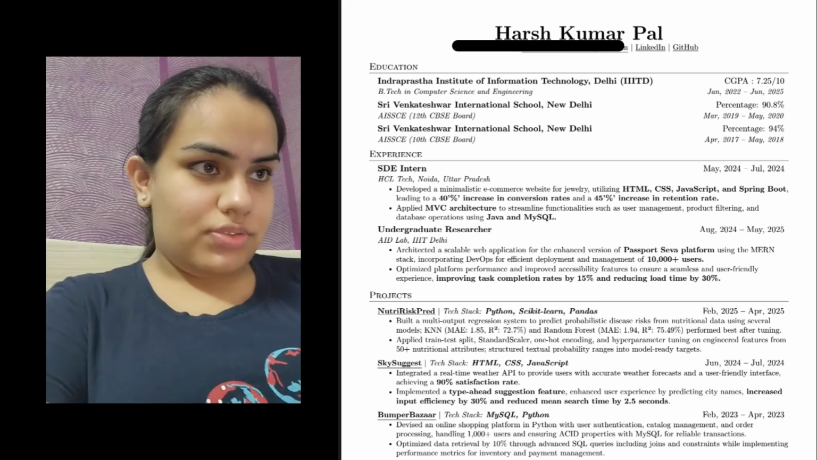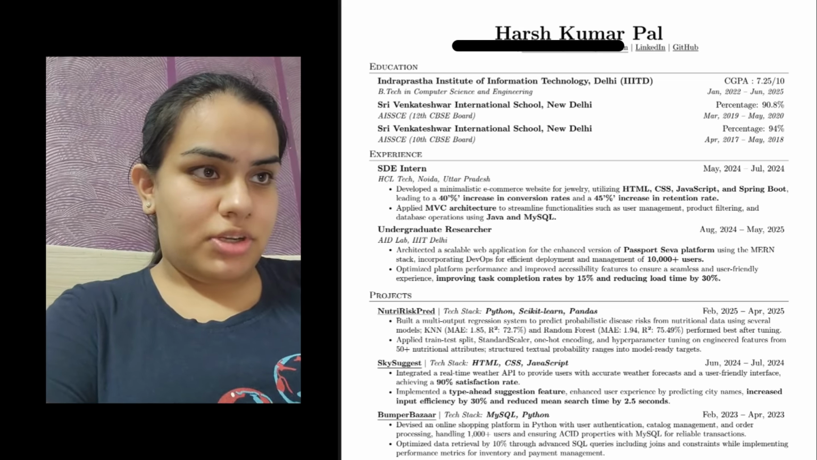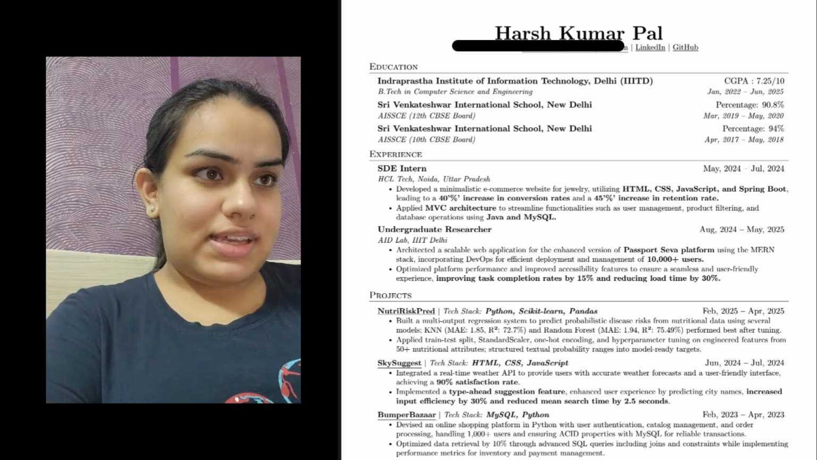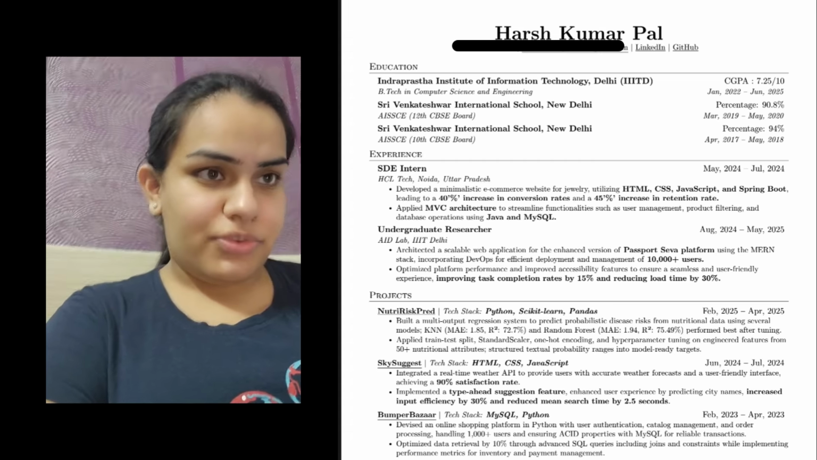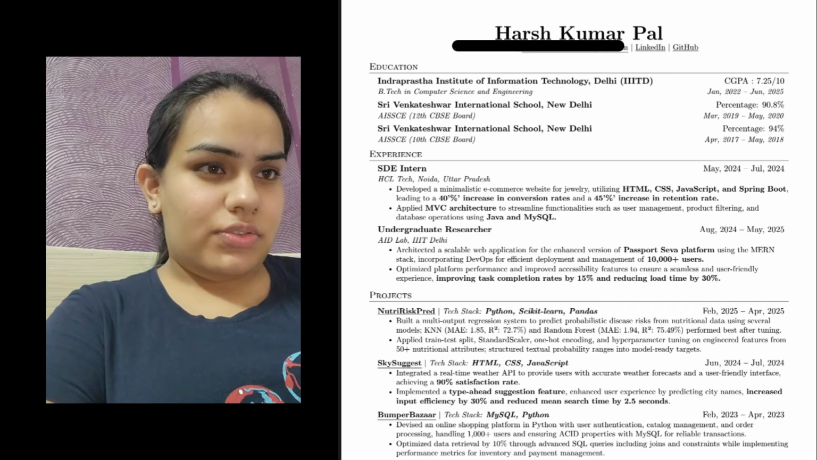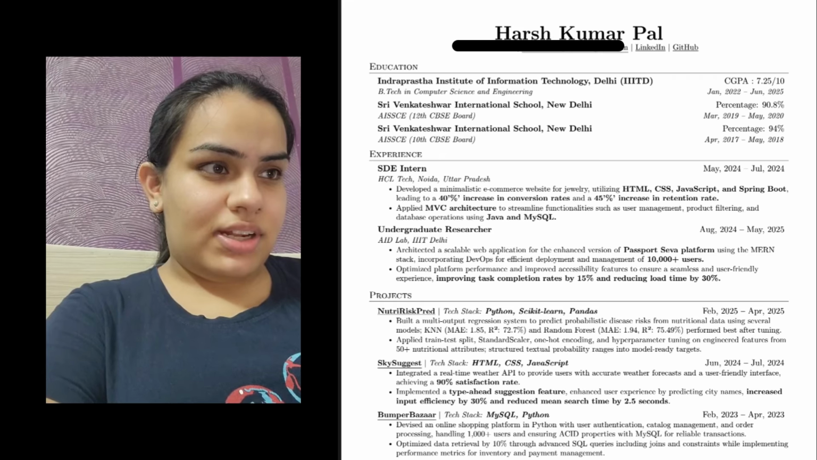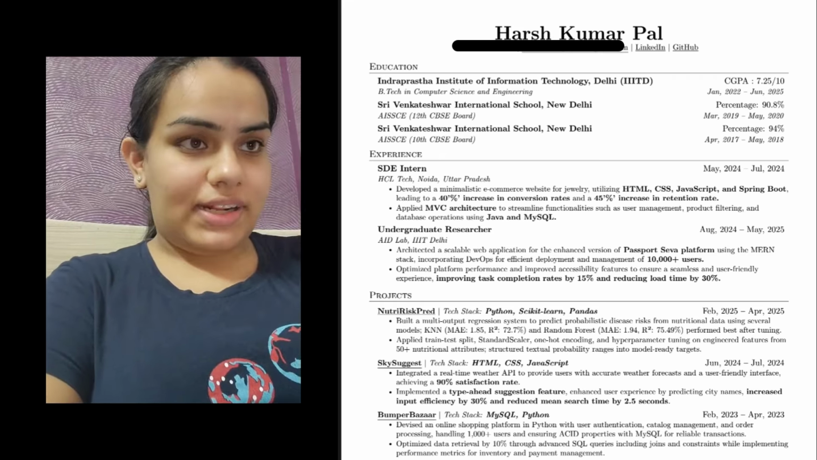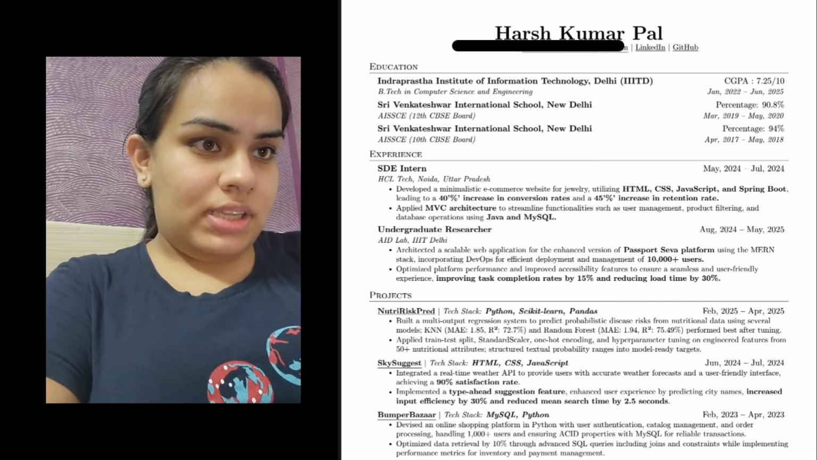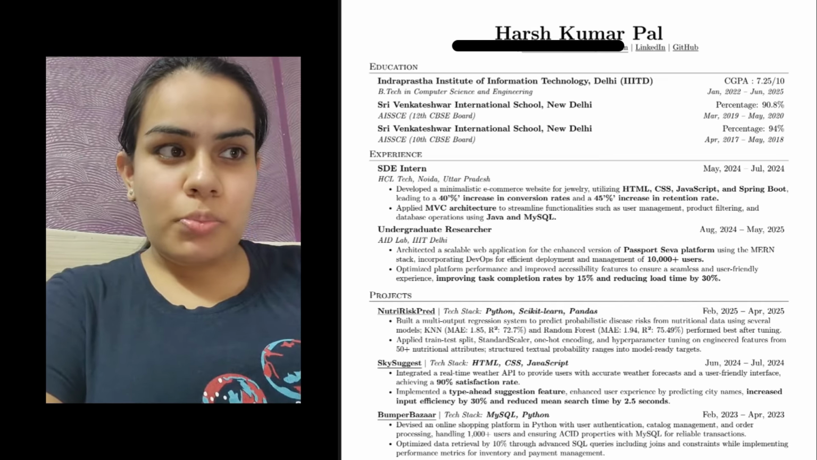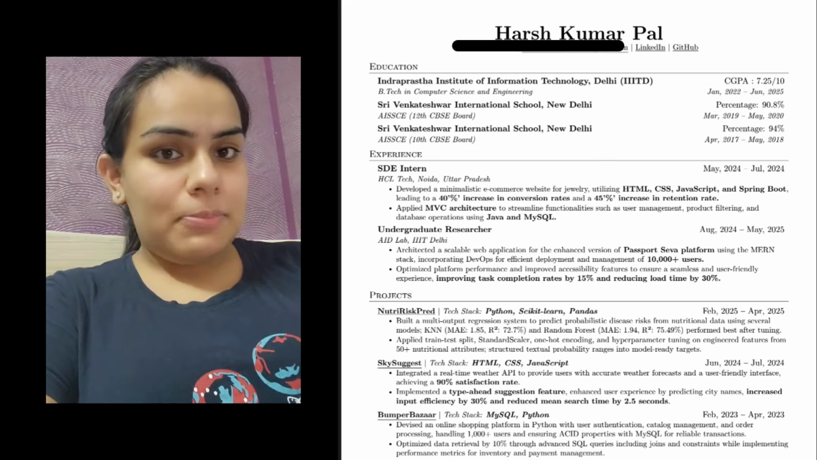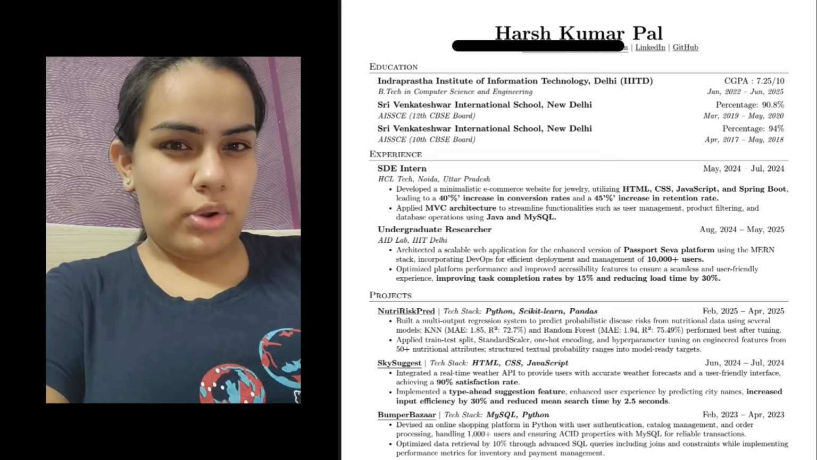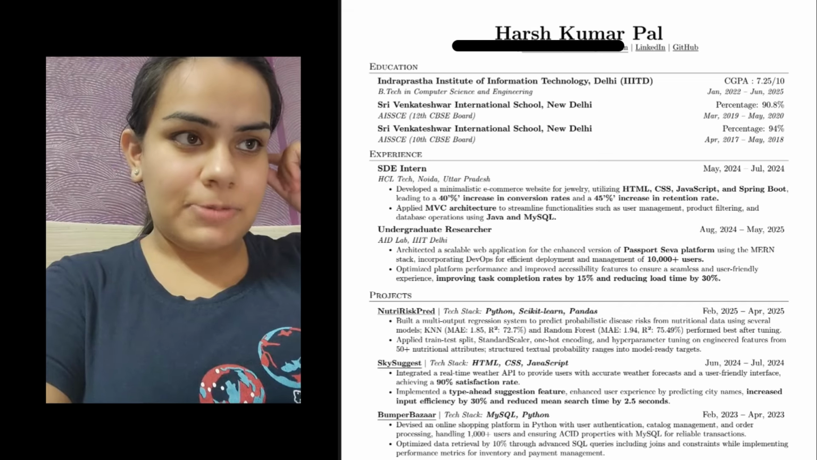The first resume is from Harsh Kumar, and as I can see, he has mentioned his LinkedIn profile and GitHub profile. The first section is education, and you can highlight your CGPA in bold so that it attracts the recruiter. Then maybe you can convert these 2 points into 3 points, because from my point of view, 2 points will not attract the recruiters.